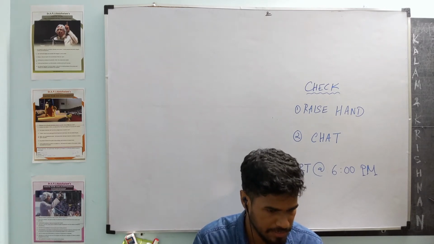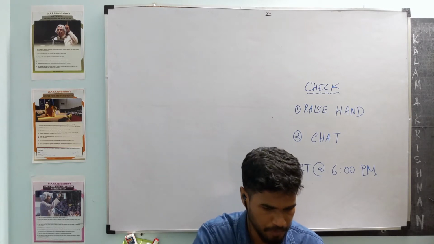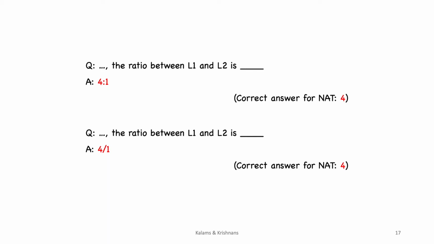I will try to give some examples in this video. And just to warm up in the mock test, this is not to offend anyone, this is for everyone to learn. There are some types of questions called NAT, numerical answer type questions. What you are expected to enter is a number, a numerical value. For example, the ratio between L1 and L2 is, let's say, 4. You shouldn't enter 4:1. That's not a number. Similarly, 4 by 1 is also not a number.